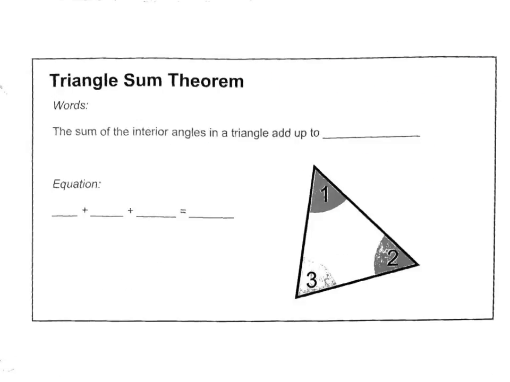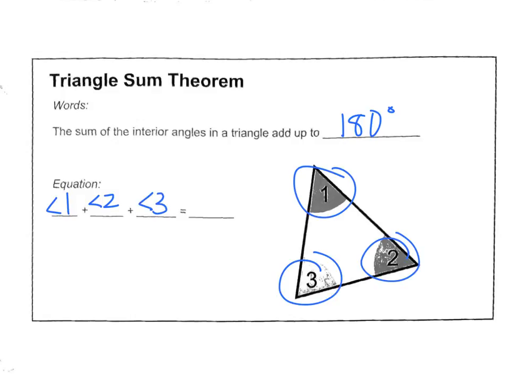And so that's exactly what the triangle sum theorem says. In words, it says that the sum of the interior angles, so the angles inside a triangle, is 180 degrees. So in Mathese, we know that angle 1 plus angle 2 plus angle 3, when I add the three angles up, I'm going to get 180 degrees. And that's true because it's a theorem. It's always true for every triangle.